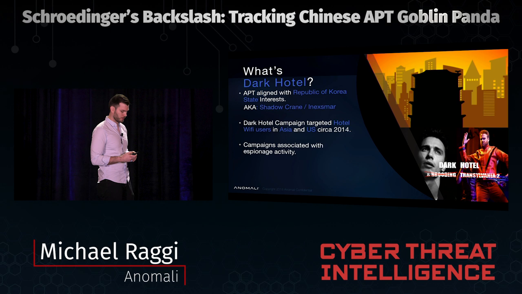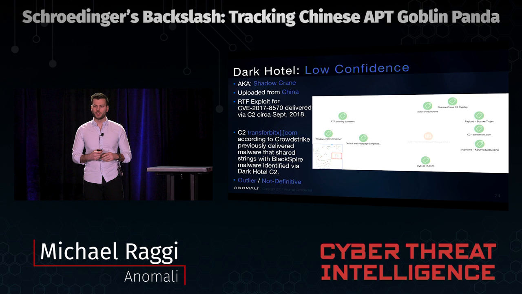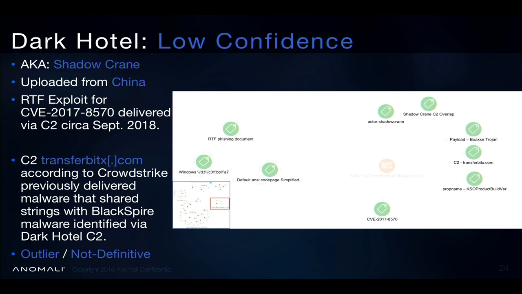So why do we believe that Schrodinger's backslash is tied to Dark Hotel? Well, an RTF exploit was identified in the hunting exercise in which it was delivered from a C2. And that C2 is transferbitx.com. That C2, according to CrowdStrike, previously delivered a malware that shared strings with Blackspire malware identified via Dark Hotel C2. So let me say that one more time. We have a C2 that CrowdStrike has seen malware with shared strings that has appeared on Dark Hotel C2.